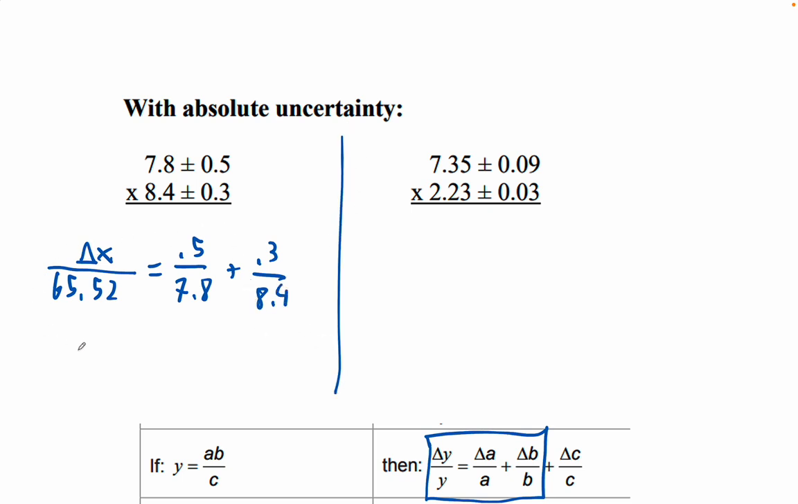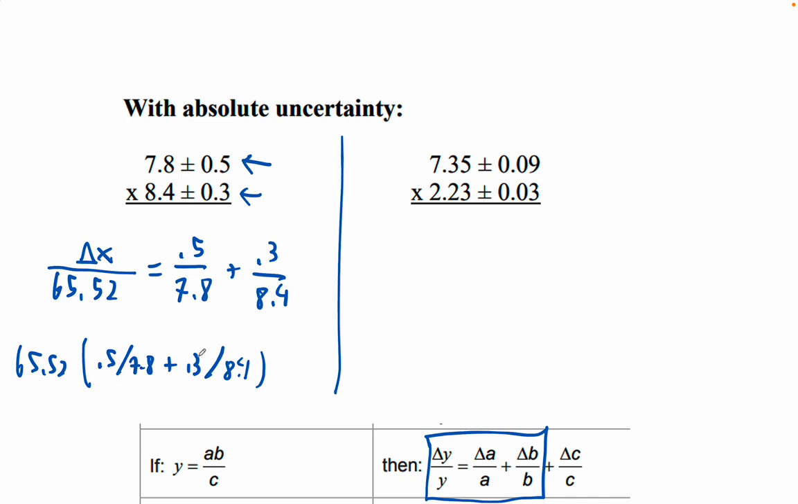So understand this is the fractional uncertainty of the answer. This is the fractional uncertainty of the first number. This is the fractional uncertainty of the second number, right? Now to do this in my calculator, I'm going to go 65.52. I'm not going to type it in again. I'm just simply going to go times, left parenthesis, 0.5 divided by 7.8 plus 0.3 divided by 8.4.